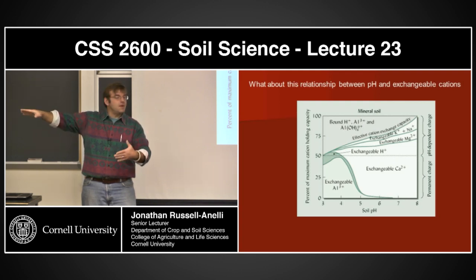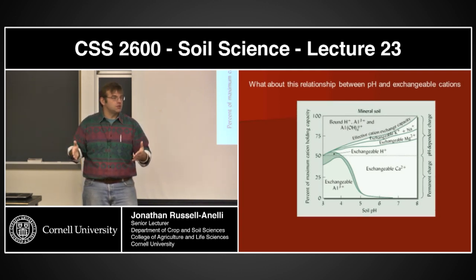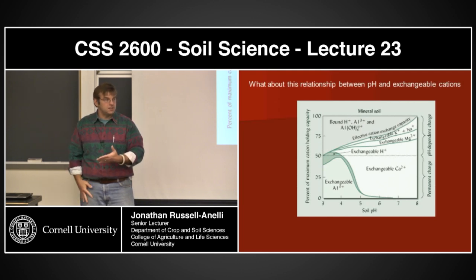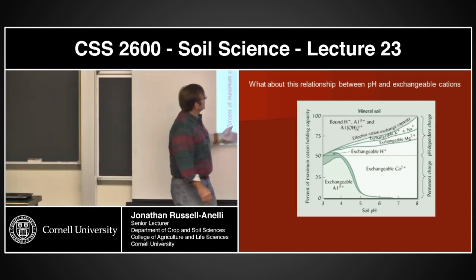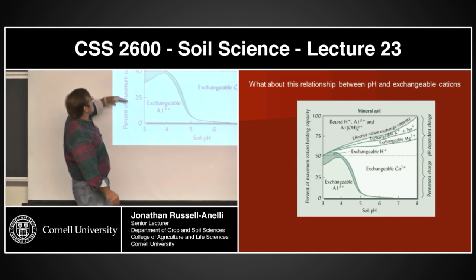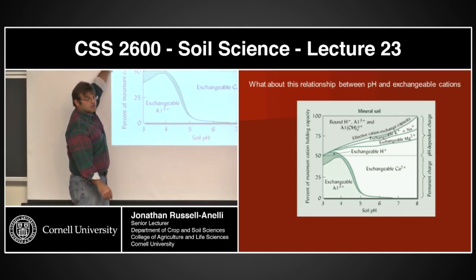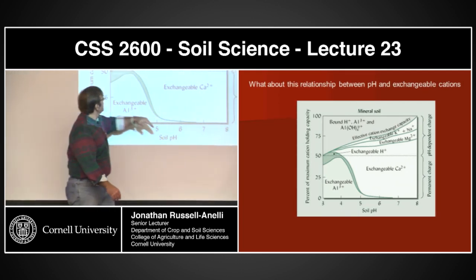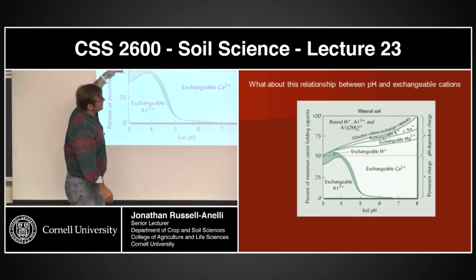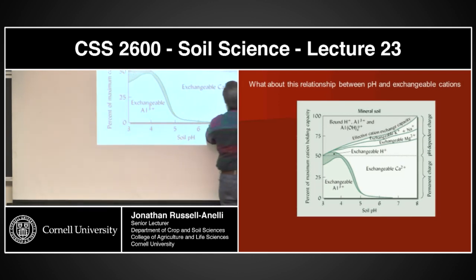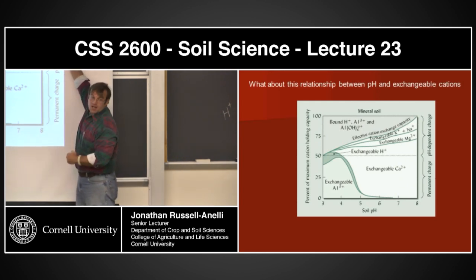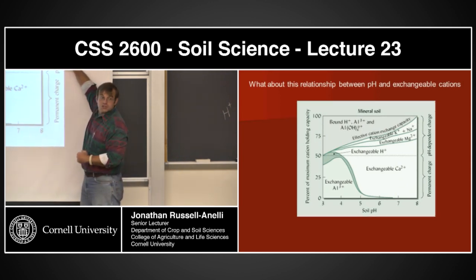In this scenario, we're basically assuming it was a permanent charge. But what happens if that CEC is not static? It changes based on what my pH is. And so right here, this graph looks at percent of maximum cation exchange capacity, this is how much you can hold, and this is soil pH. This is a mineral soil, where everything below this line represents permanent charge, and everything above that line represents pH-dependent charge.